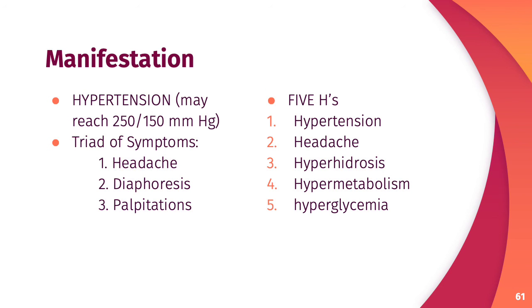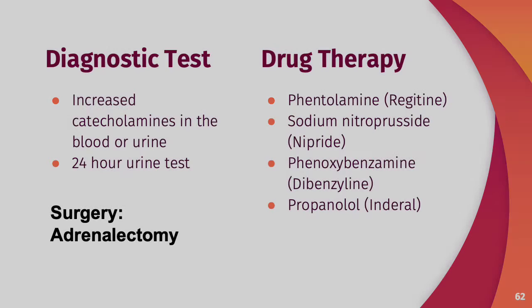The manifestation is hypertension. It may reach up to 250 over 150 mmHg. We have a triad of symptoms: headache, diaphoresis, and palpitations. And also the 5 H's: hypertension, headache, hyperhidrosis, hypermetabolism, and hyperglycemia.